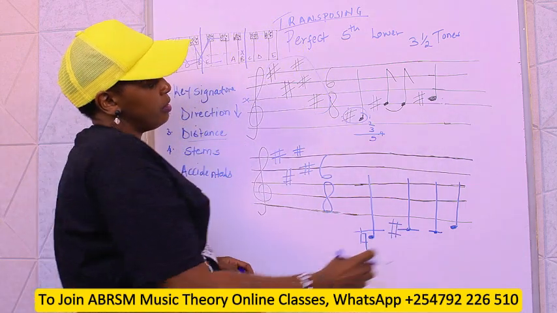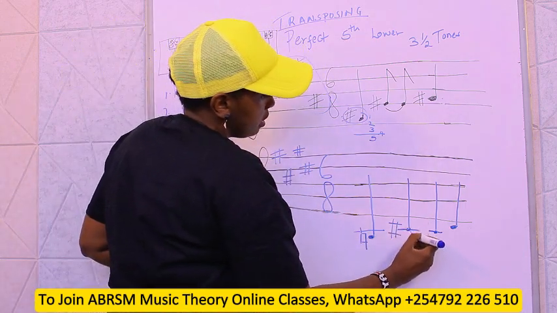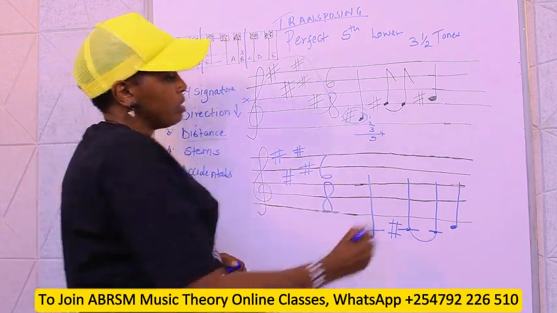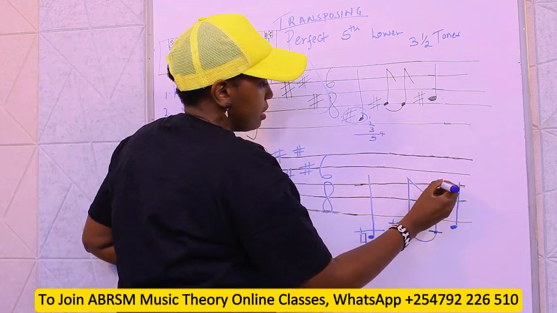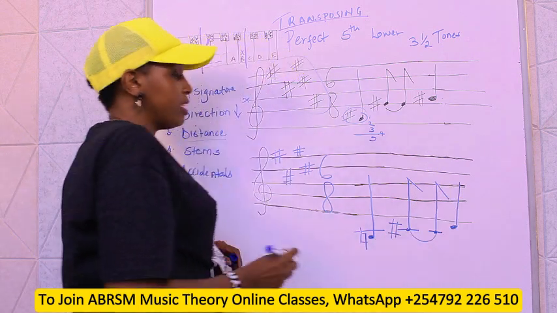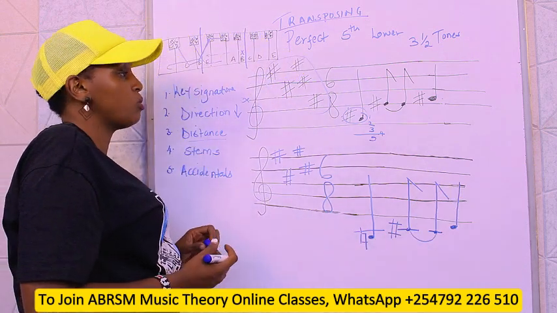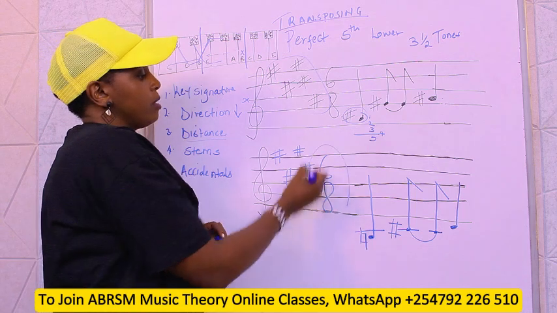From there, now this one, I just put the tie that is over there to say that that note is prolonged. And you can see it's a semiquaver, and I'm sure you're wondering why those two semiquavers have not been put together. It's because we are on compound time.